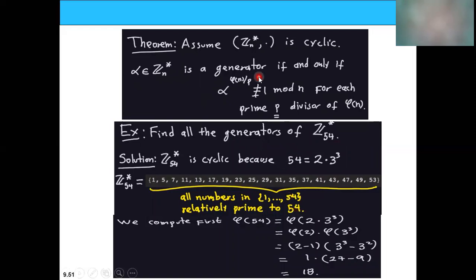Theorem. Assume that Zn star is cyclic. Alpha belonging to Zn star is a generator if and only if alpha to the power phi of n divided by p is not congruent to 1 mod n, for each prime divisor p of phi of n. Like in the previous case, where we defined alpha to the power p minus 1 divided by q is not congruent to 1, here we have defined phi of n divided by each prime divisor of phi of n, which is not congruent to 1 mod n.